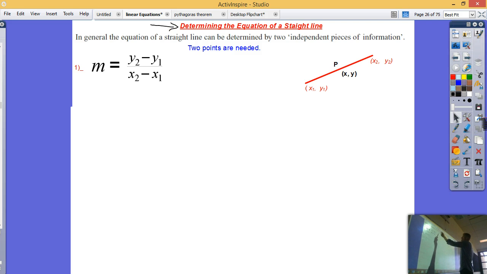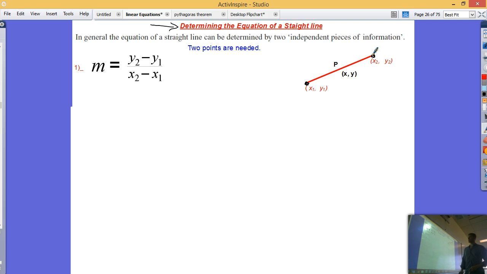So in general, the equation of a straight line can be determined by two independent pieces of information. One piece of information might be a point. The second piece of information might be a second point, or it could be something about the gradient of the graph. But you need two pieces of information to get your equation of a straight line. So let's look when 2 points are needed. From the 2 points, there and there, we can get a gradient of a straight line.